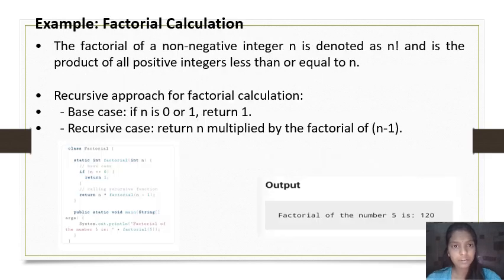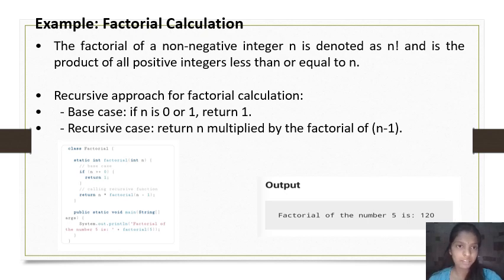Next is an example of factorial calculation. The factorial of a non-negative integer n is denoted as n factorial, and it is the product of all positive integers less than or equal to n. The recursive approach for factorial calculation has a base case and a recursive case. The base case: if n is 0 or 1, we return 1. In the recursive case, return n multiplied by the factorial of n minus 1.